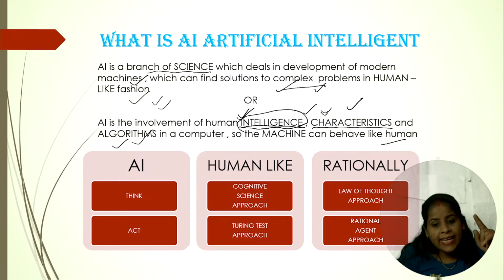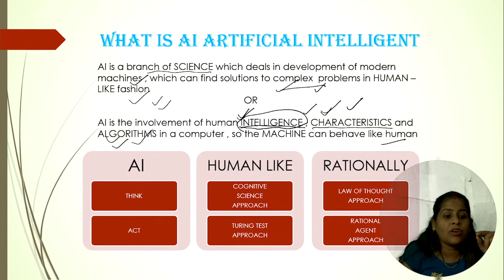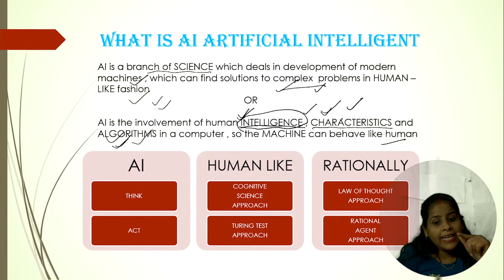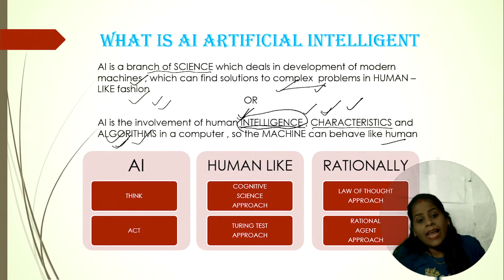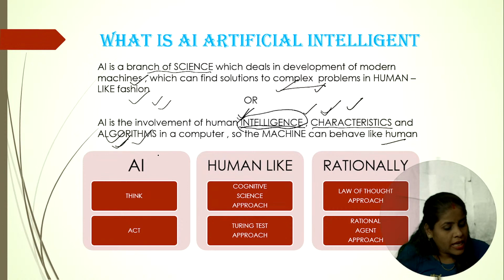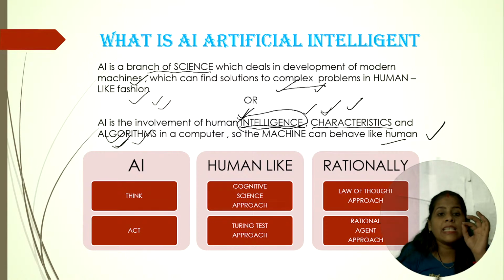Intelligence, characteristics and algorithms. Intelligence is our mind. Characteristics means speaking and thinking, and there are so many characteristics. And algorithm, steps, how we are able to do things, so the machine can behave like a human. This is about artificial intelligence.